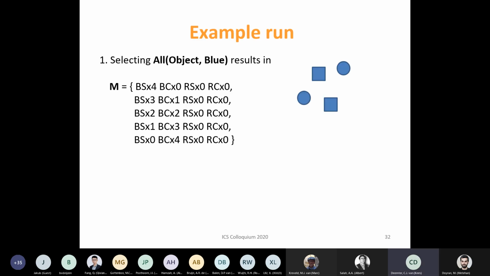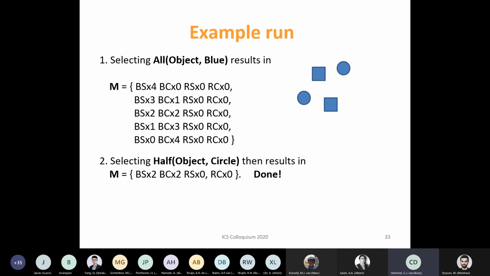I'll give you an example very soon. So here it is. Suppose that is our target scene. And suppose we say all objects are blue, right? Then that removes all possible situations except the ones that you see here. So there might be, for example, 4 blue squares and 0 blue circles, or 3, 1, 2, 2, 1, 3, 0, 4. That's all, right? Nothing is red.